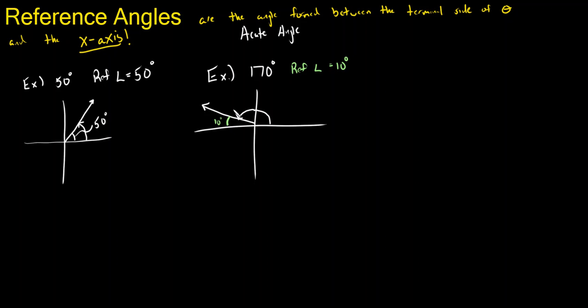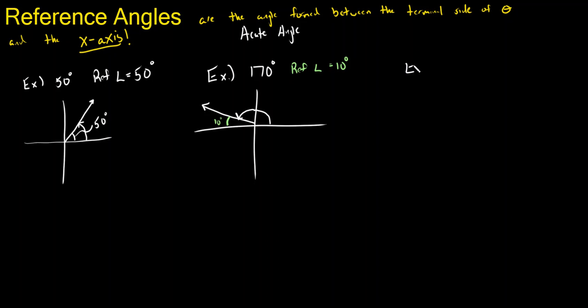A reference angle can never be negative. I know I'm going back 10 degrees, or back 50 degrees, but that doesn't mean it's negative 10 or negative 50. It's always going to be a positive acute angle. So the reference angle of 170 degrees is 10 degrees, because I'd have to go 10 degrees further to get to the x-axis. We're always referring to the x-axis.